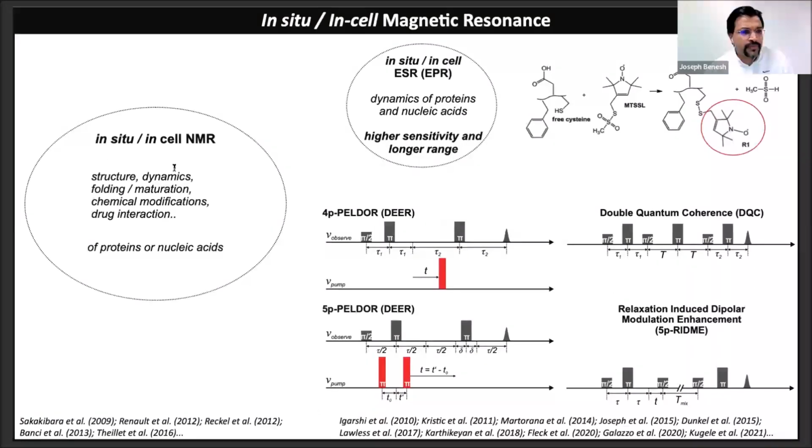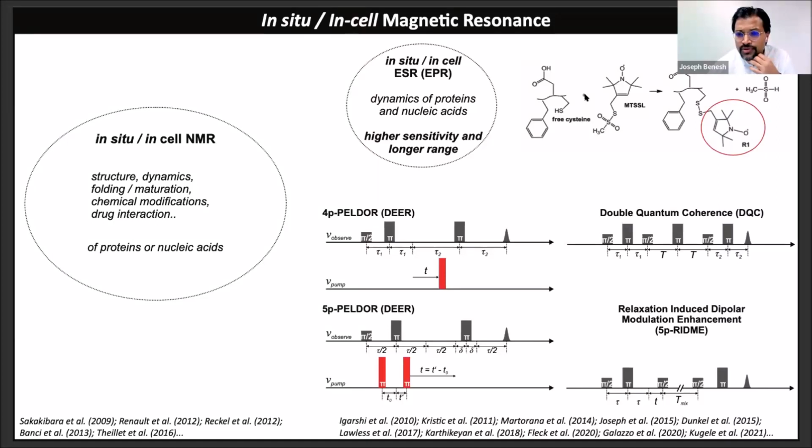The world of in situ or in-cell NMR is larger and broader compared to the corresponding ESR field. Here, for example, in-cell NMR has been used to observe structure, dynamics, folding, maturation, chemical modification, drug interaction, etc. for proteins and nucleic acids. But in situ ESR spectroscopy, or in general ESR spectroscopy, we are addressing dynamics of proteins and nucleic acids. And a definite advantage here is higher sensitivity and longer range of restraints that we can determine.